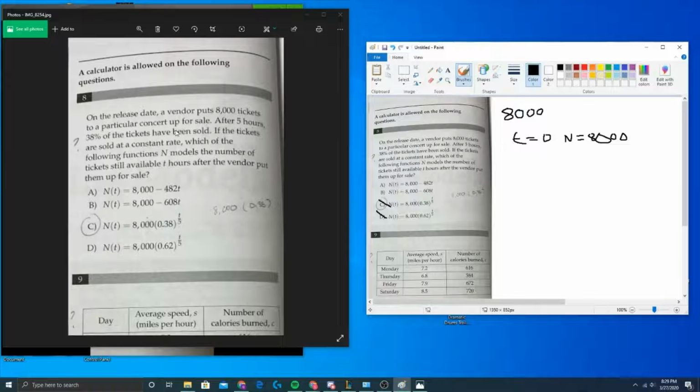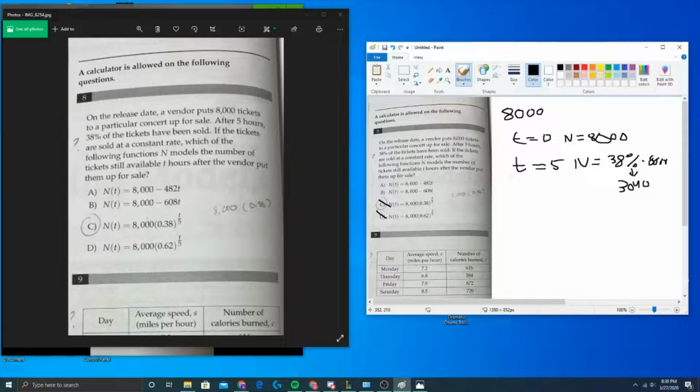After 5 hours, 38% of the tickets are sold. This will give me another time. So when t is equal to 5, n is equal to 38% of 8,000. So all we have to do is just put that in our calculator. So let's go do that. 38% of 8,000 is 3,040.